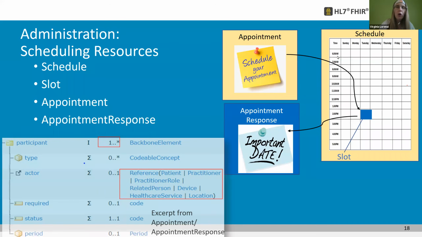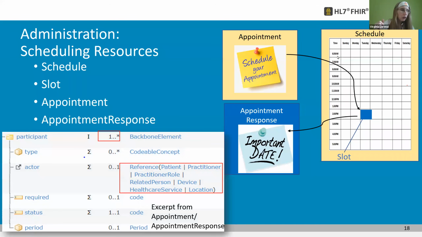I wanted to point out, if you open up appointment response, you will see that there is one of those folders that opens up, and it allows one-to-many participants in this appointment. And that makes sense because you would want at least one participant, right? But it might be that you have quite a few. I know that if I need an MRI, they'd need me, the patient, they'd need the doctor who could read the MRI, the technician, they would also need the MRI machine and the MRI room.